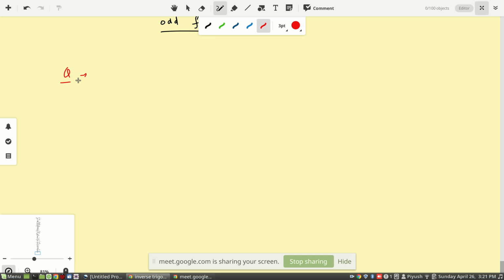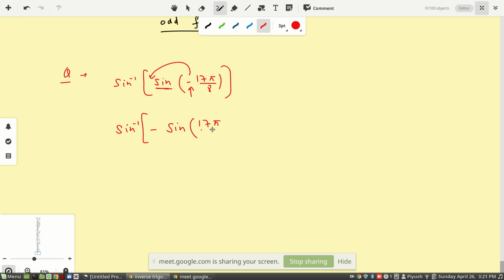Now the question is sine inverse of sine of negative 17 pi by 8. First of all, we have to apply the idea of normal trigo: what happens with this negative? You all know that in the case of sine, if negative is there, the negative will come outside. So here it will be sine inverse of negative sine 17 pi by 8. After that, this negative is here, which means the concept of the sine inverse function will work.